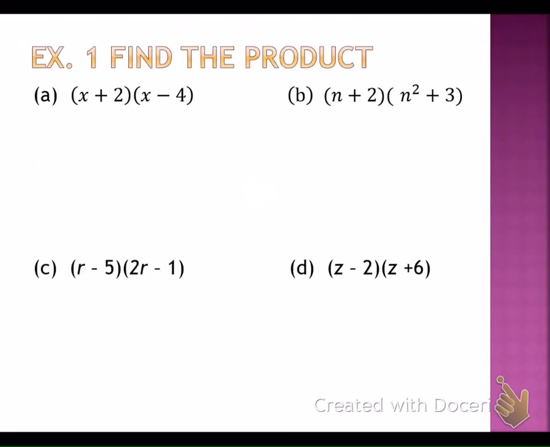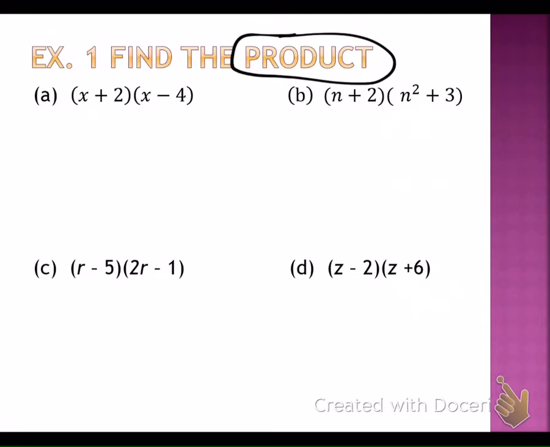So let's look at example number 1. Now the instructions give us another hint that this is a multiplication problem because it says find the product, and the product is the answer to what kind of a problem? Multiplication. So if you can't remember that, when you look and there's nothing between the parentheses, that it's multiplication, hopefully the word product will help you remember.